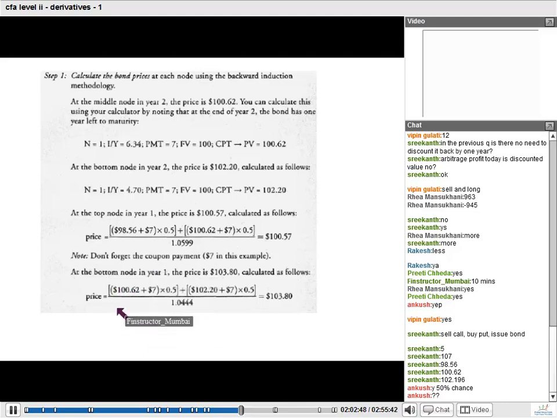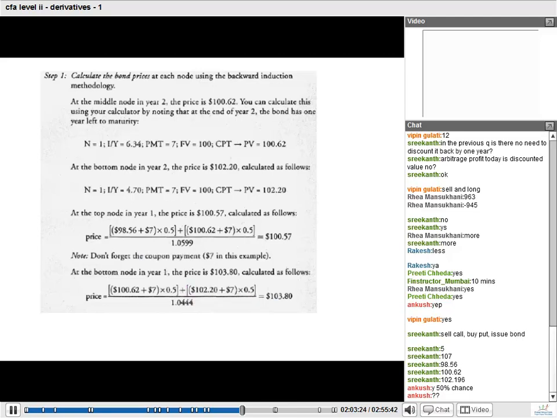Again, at the bottom node, this is node 3, there is a 50% chance of seeing 100.62 and a 50% chance of seeing 102.2. So the price that I would be willing to pay is the expected value discounted back. What is the expected value? Add the coupon payments, multiply it by 0.5 and compute the numerator. The interest rates have moved down to 4.44%, so the present value will be 103.8.